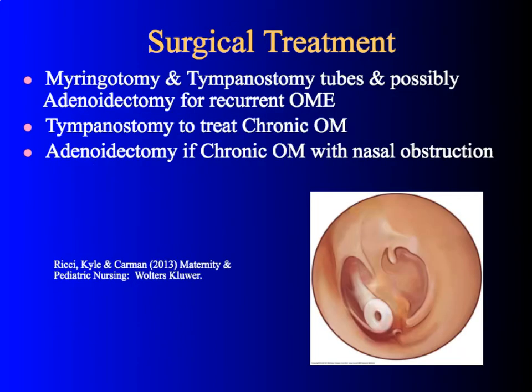Surgical treatment for OME is the myringotomy and tympanostomy tubes. And this is a picture from your textbook, and it shows you the myringotomy and tympanostomy. And they might do an adenoidectomy for recurrent OME. They can just do a tympanostomy to treat chronic otitis media, or they can do the adenoidectomy if it's chronic OM with nasal obstruction.